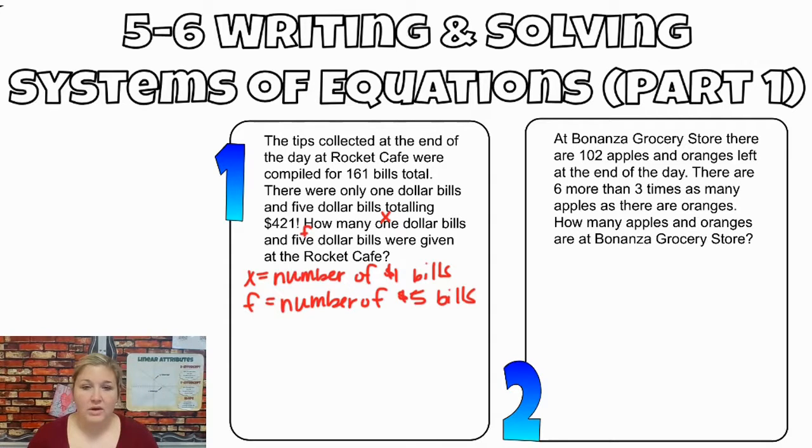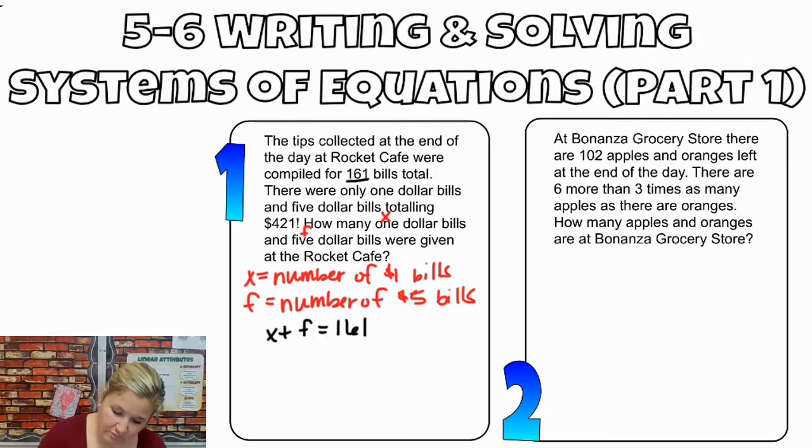Now, I want to go back and reread. I know that there were 161 bills total. So remember that the number of $1 bills and the number of $5 bills, both of those numbers added together, would give you your total number of bills. So I know that X plus F is going to be equal to 161. I get that from 161 bills total.